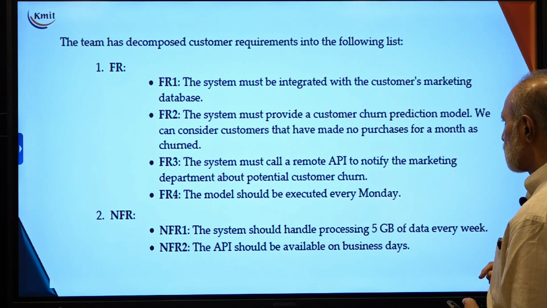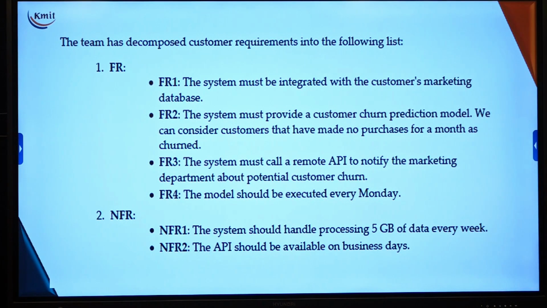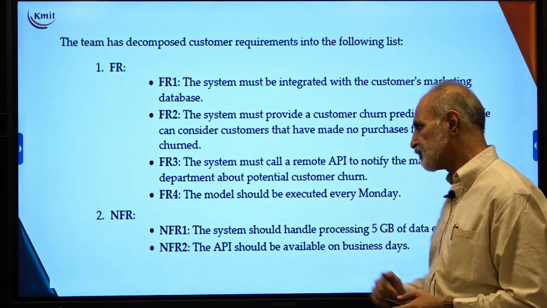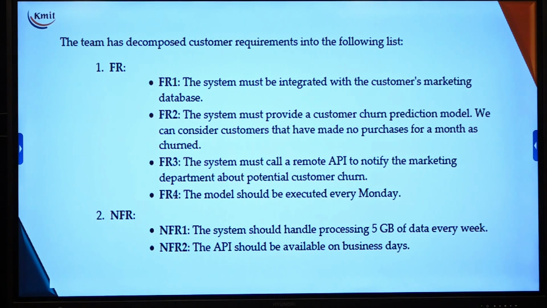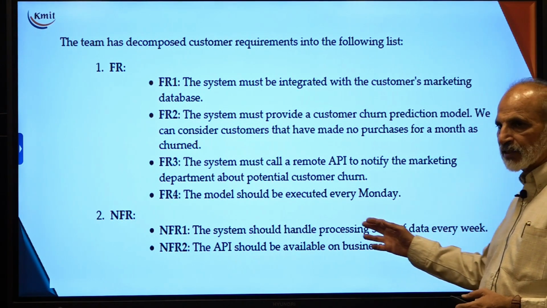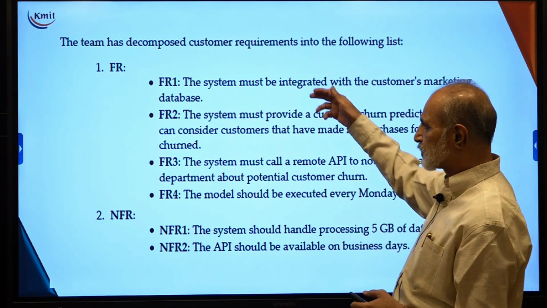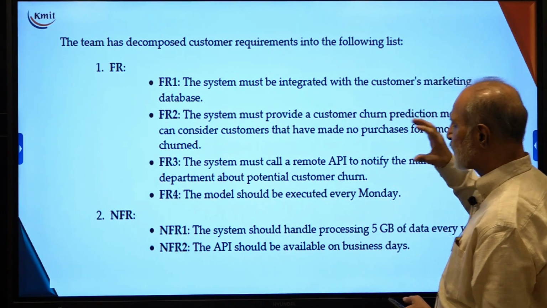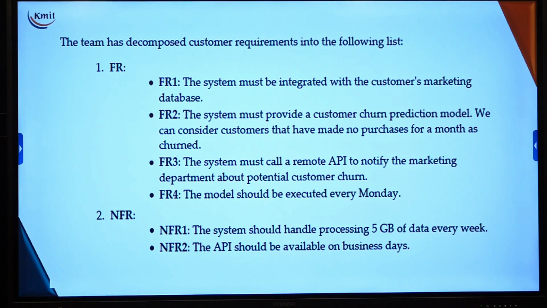FR2, the system must provide a customer churn prediction model, and we can consider customers that have made no purchases for a month as churned. FR3 tells me the system must call a remote API to notify the marketing department about a potential customer churn. And FR4, the model should be executed on Monday. So, you can see the functional requirements FR1, 2, 3, 4 give me a very good glimpse of what is expected to be done.